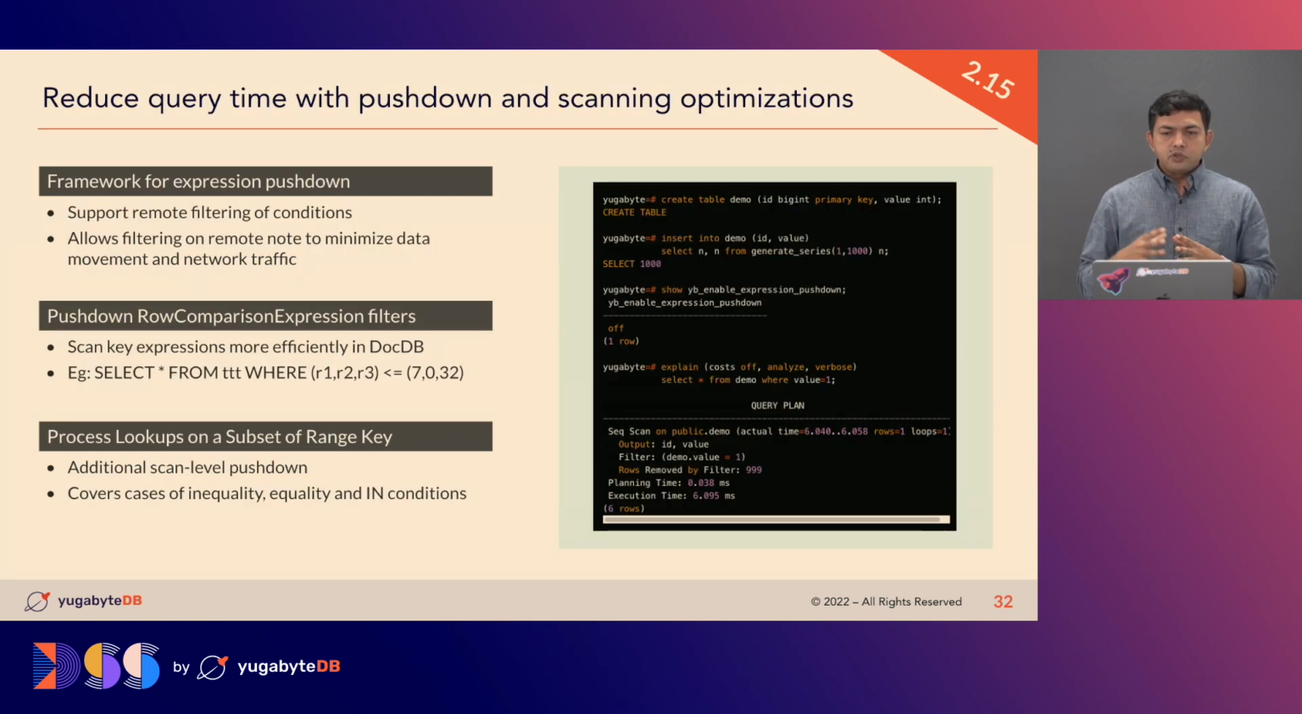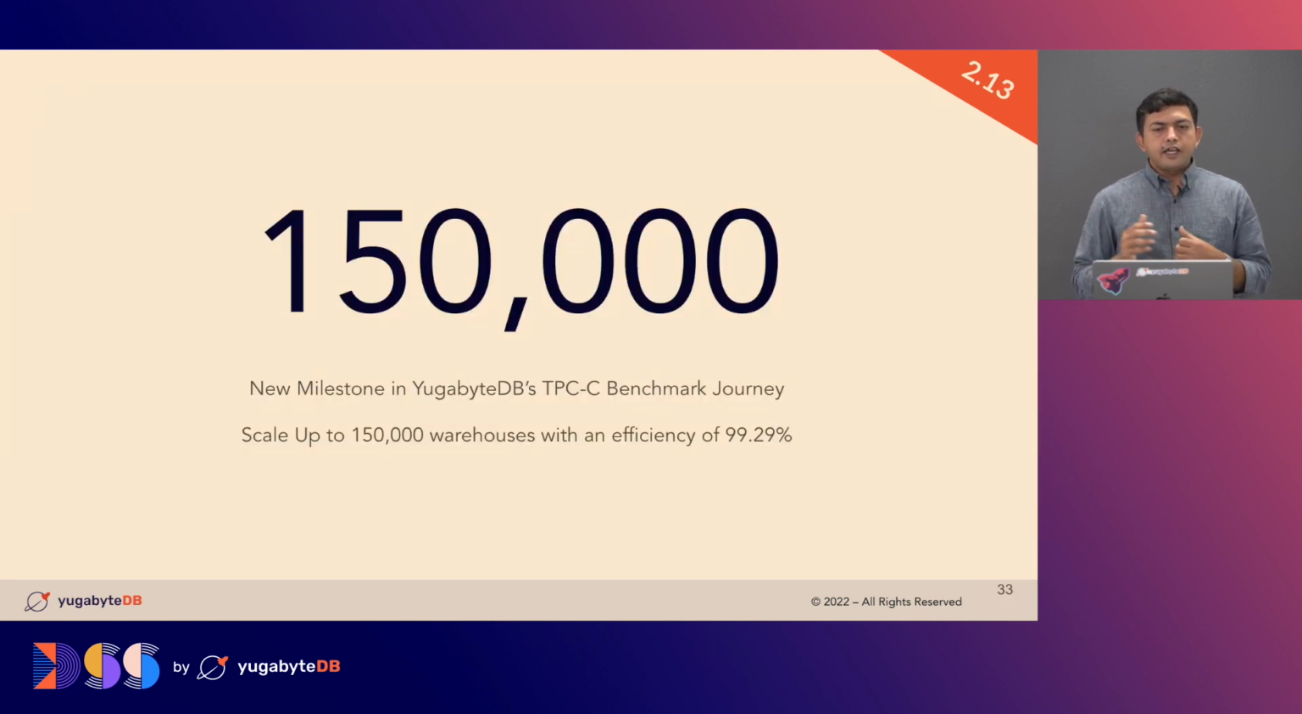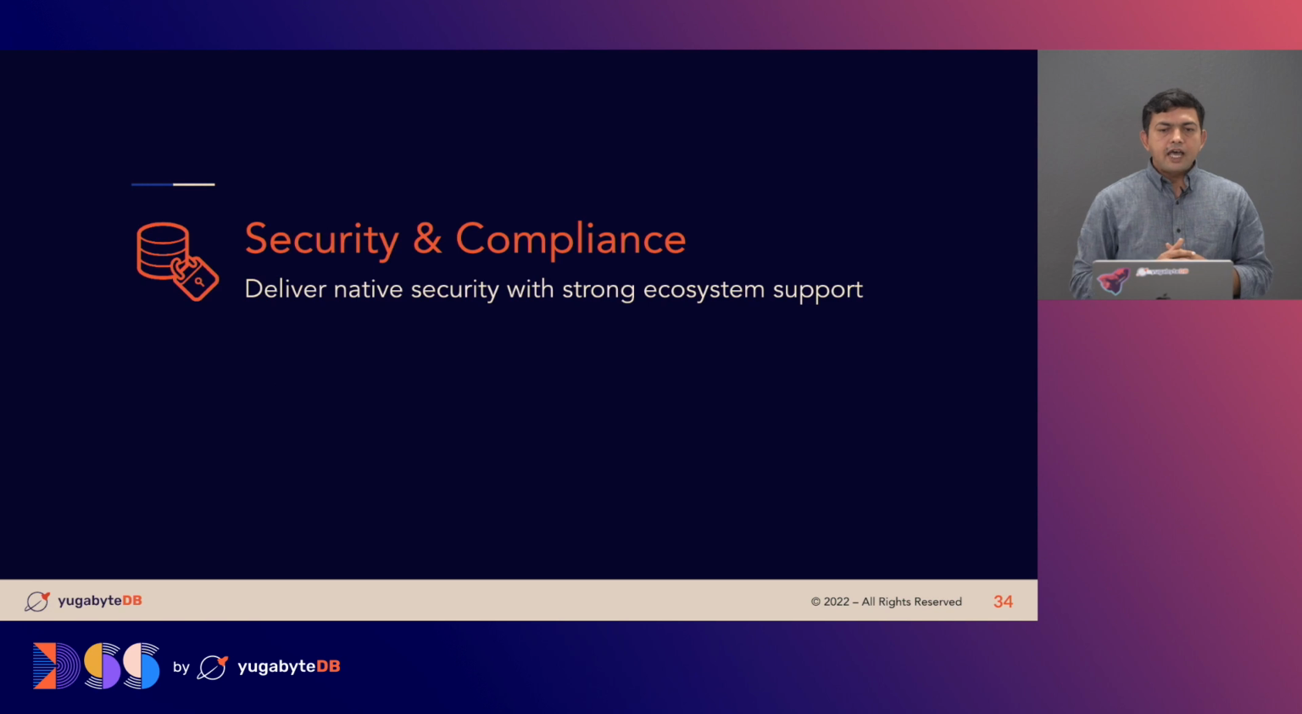YugabyteDB started by plugging PostgreSQL on top of the DocDB distributed storage and transaction layer, and then optimized it by pushing down the relevant operations to reduce the remote calls between the nodes. The 2.15 release introduced several pushdown and scanning improvements to deliver various performance boosts. And thanks to continuous and ongoing performance improvements in the database, YugabyteDB achieved a new TPC-C benchmark milestone, scaling to 150K warehouses with an efficiency of 92.29%.